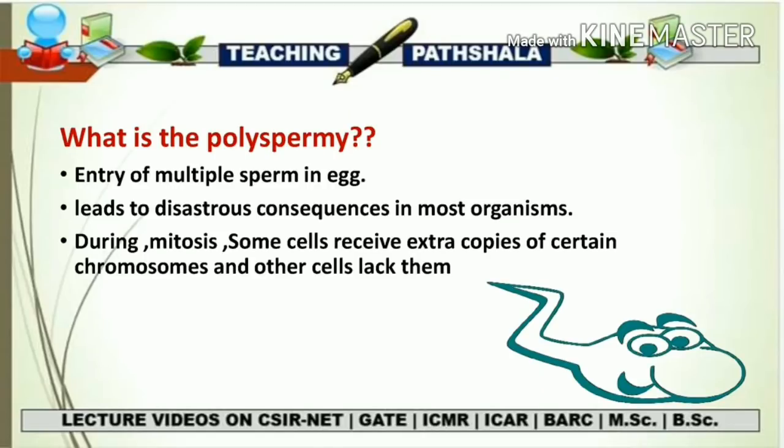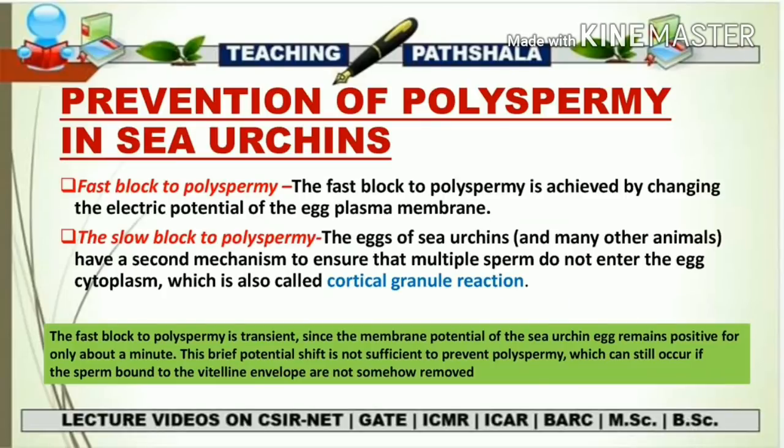If polyspermy occurs successfully, then instead of a diploid zygote, there will be formation of a triploid or tetraploid zygote. In this case, during mitosis, some cells will receive an extra copy of certain chromosomes and other cells will lack them. This will generate a very abnormal offspring. That is why prevention of polyspermy is very necessary.